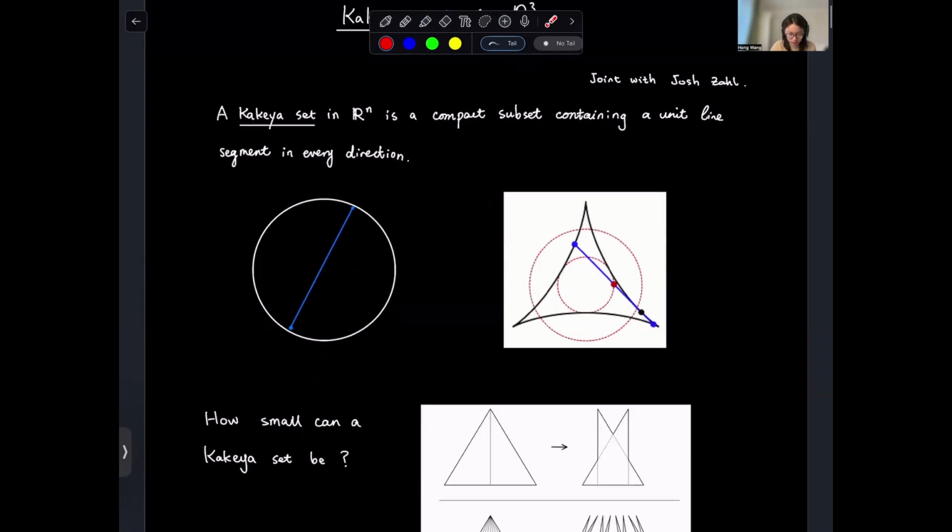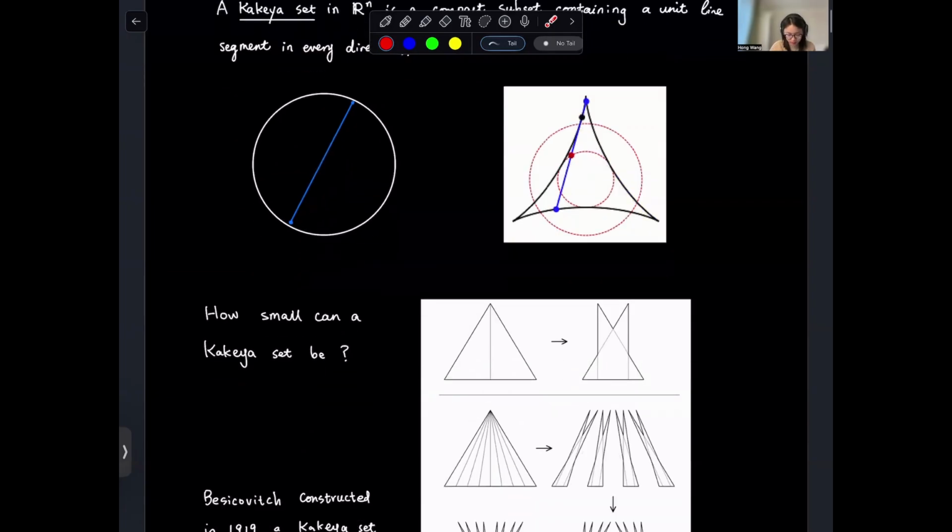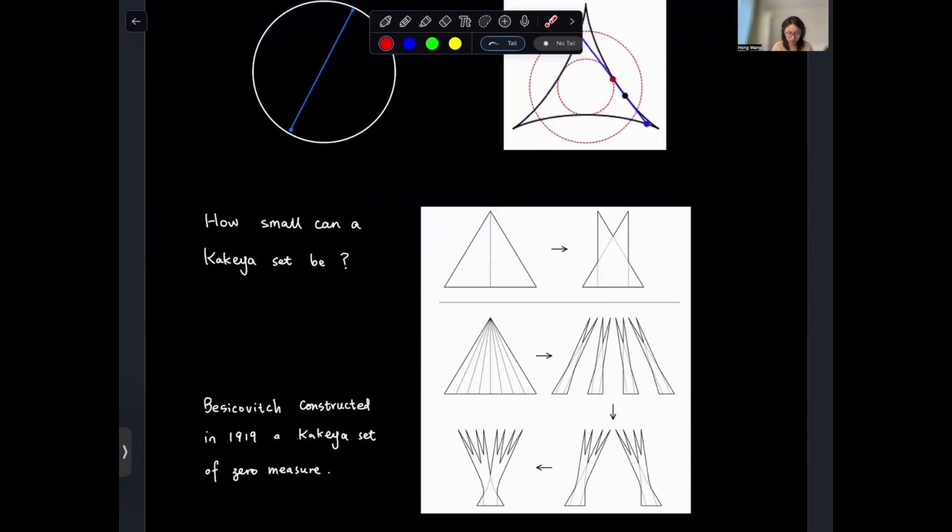And the question is, how small can a Kakeya set be? Surprisingly, Besicovitch constructed in 1919 a Kakeya set of measure 0. The construction is as follows. Suppose we only focus on the unit line segments in this 60-degree sector, where we can take an equilateral triangle, and then this contains all the unit line segments in this sector. And how can we make a set containing these line segments smaller? The idea is to cut the equilateral triangle in half and then move them closer.